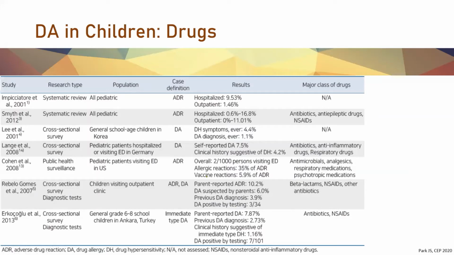So which drugs? We see here, it depends a lot on the type of exposure, on the subpopulation that we are considering. Most of the time, which are the drugs our children are exposed to most frequently? Antibiotics, NSAIDs, painkillers, antipyretics, some groups, anti-epileptic drugs, which do have a high, let's say, allergic potential.